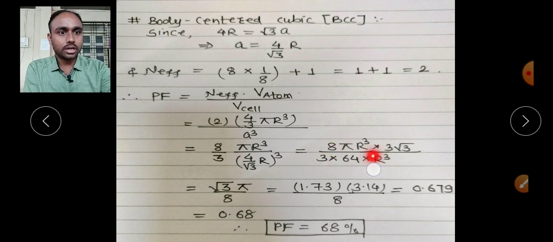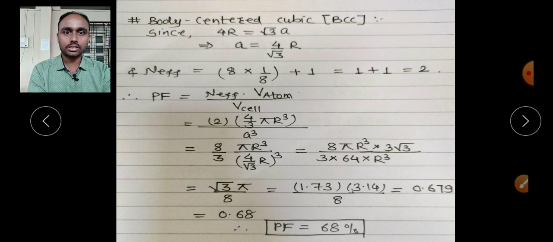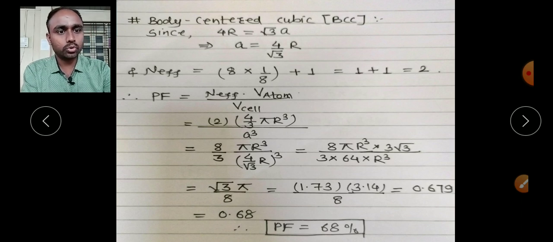Now, finally, this 3 and this 3 can be cancelled. 8 by 64, this r cube gets cancelled, and what remains is only root 3 and pi in the numerator, and 8 by 64 is 8 in the denominator. So, what we got? Root 3 pi by 8. Okay. So, root 3 is 1.73. Now, substitute the value of pi, 3.14, divided by 8 as it is. If we multiply and divide by 8, finally, we get 0.679.